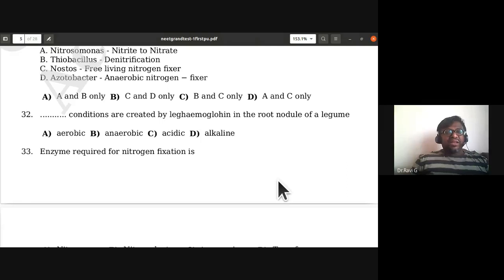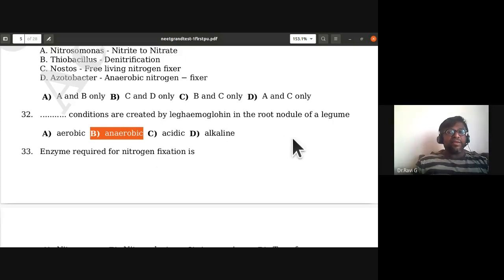Dash conditions are created by leg hemoglobin in the root nodule of a legume. So you know that leg hemoglobin is an oxygen scavenger. So they are going to remove all the oxygen. So if oxygen is absent, it is going to be anaerobic. So B, anaerobic conditions are created by leg hemoglobin in the root nodule of a legume. So 32nd, anaerobic is the answer.